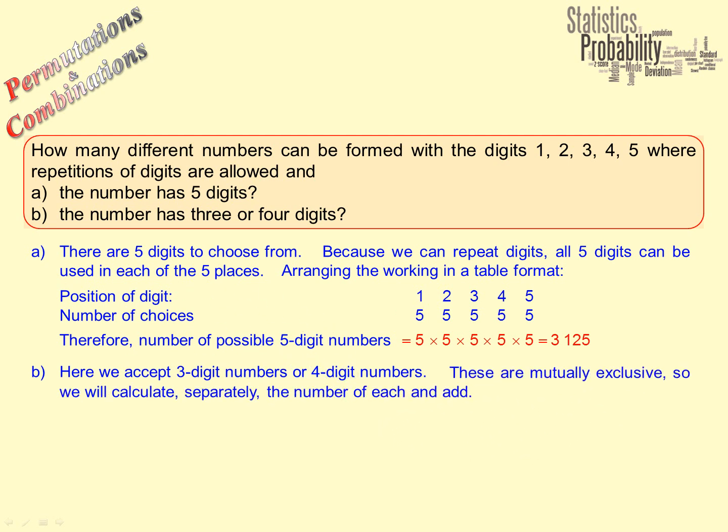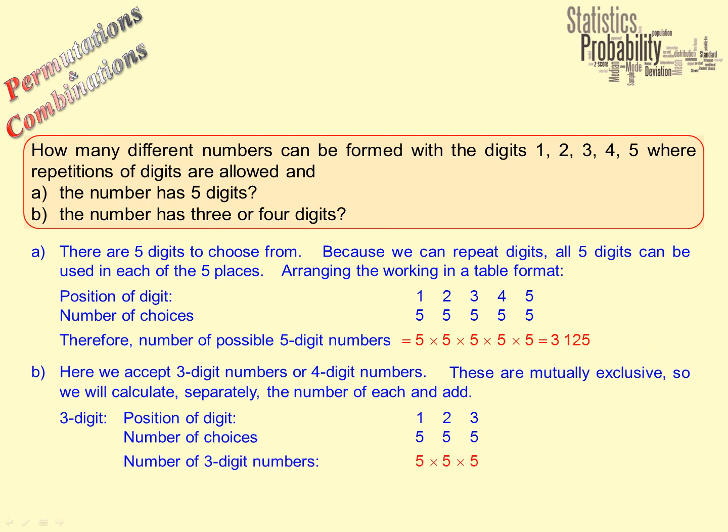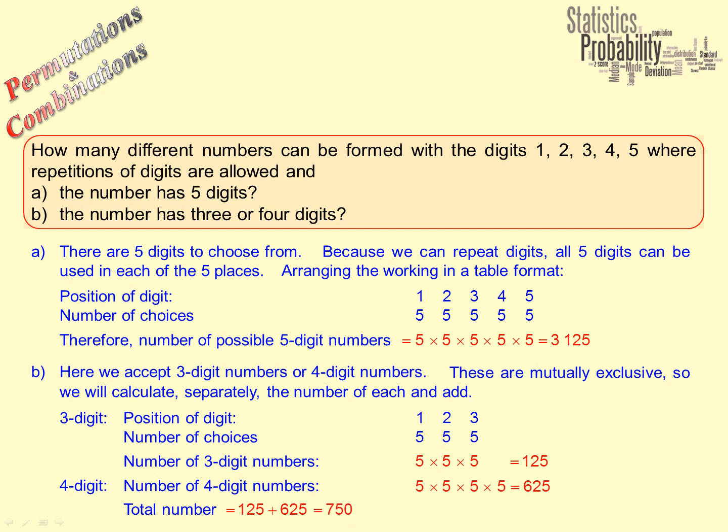3 digit. We're going to do mutually exclusive. Table, 3 places. And it's 5, 5, 5 because we're allowed to repeat. Which gives us, multiply by counting principle, 125. 4 digit, we're going to have 4 5s multiplying for the 4 places. Give you 625. And by the counting principle, I add them to get the total number.